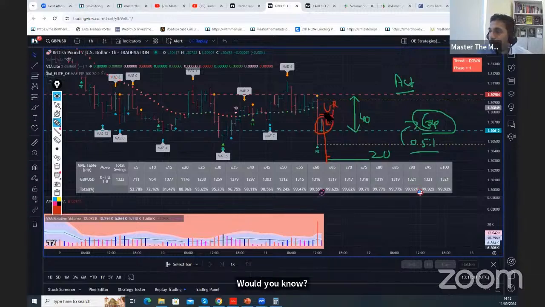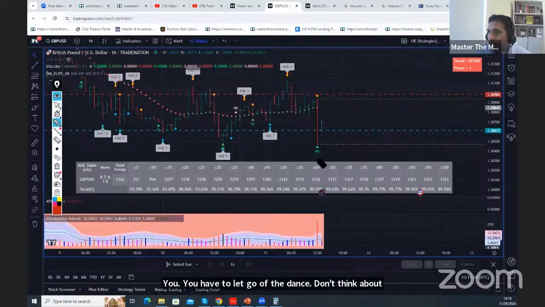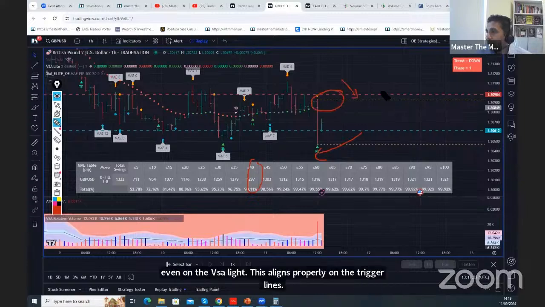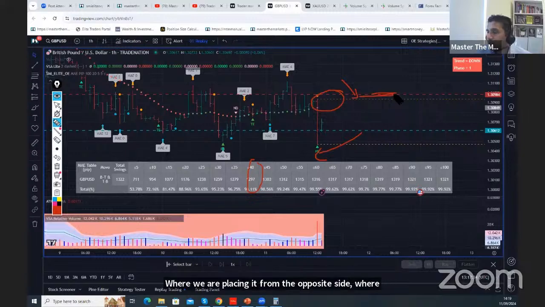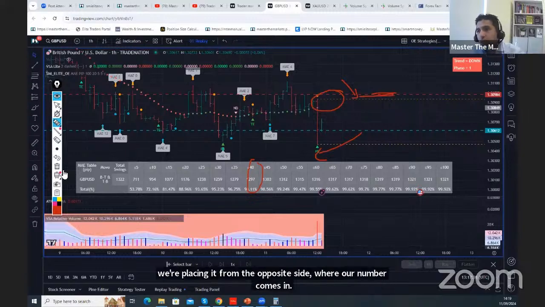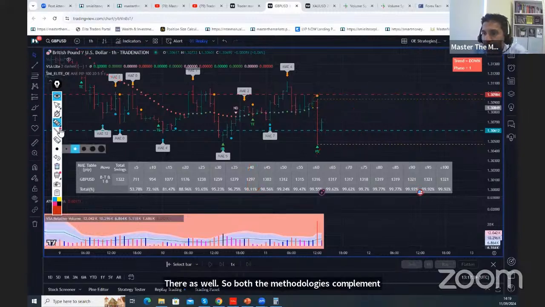You wouldn't, traders. So all that, remember, as Stuart nicely said, it's just a dance. You have to let go of the dance. Don't think about it, once you know your numbers and your stats of where it should be placed. And look at this, even on the VSA line, this aligns properly on the trigger lines where we are placing it for the opposite side, where our number comes in there as well. So both the methodologies complement each other very beautifully.